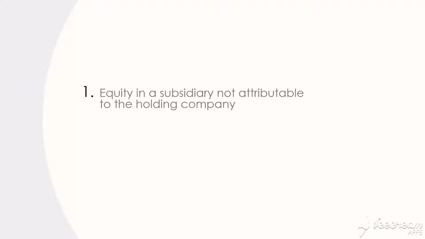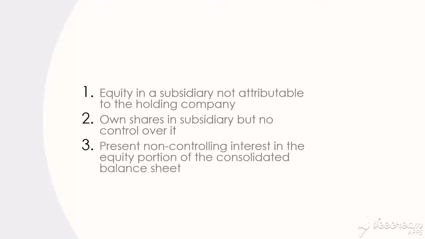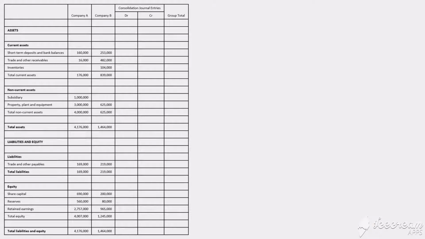So for example, the holding company owns 75% of shares in the subsidiary company. The remaining 25% of shares belong to the non-controlling interests. These shareholders own shares in the subsidiary but do not have control over it. Non-controlling interest is presented in the consolidated balance sheet within equity, separately from the holding company's equity. Let's go through an example to see the accounting procedures for non-controlling interests.